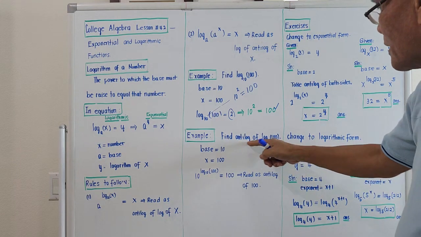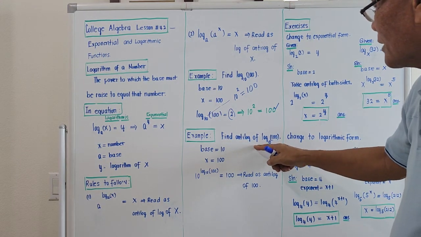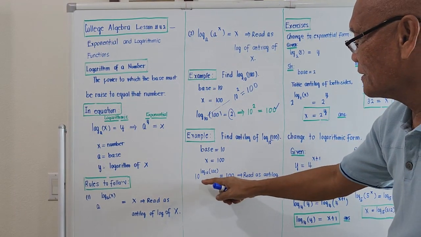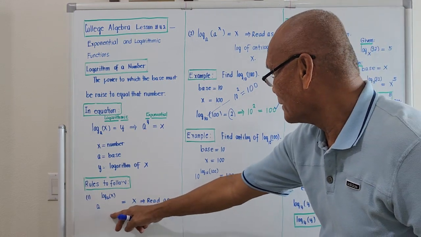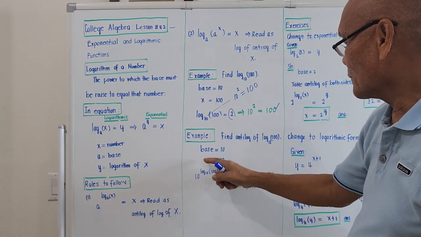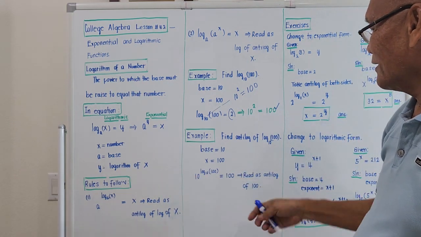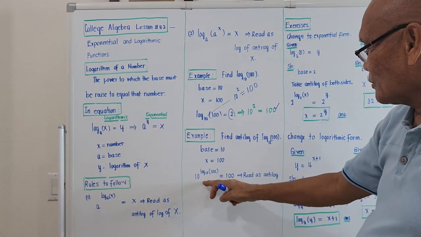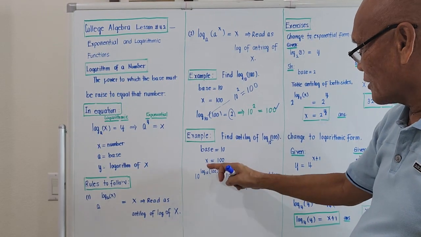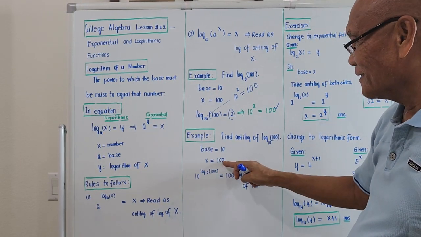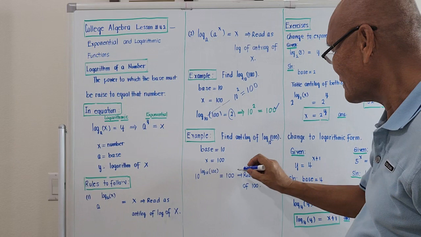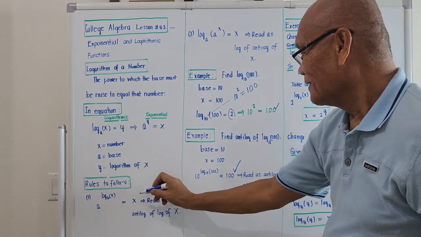So antilog, right? We will just take the base, using rule number 1, then the logarithm of 100 with base 10. According to rule number 1, if we read this, the antilog of the common logarithm of 100 is just equal to 100. It is just the given function, x.